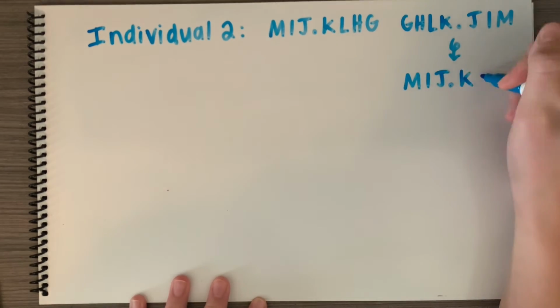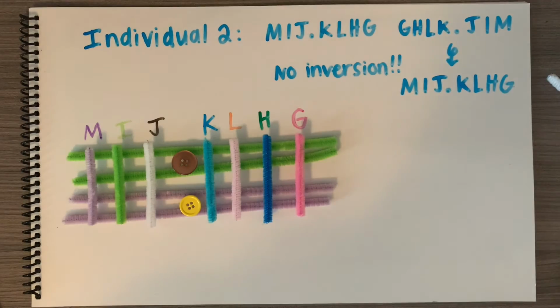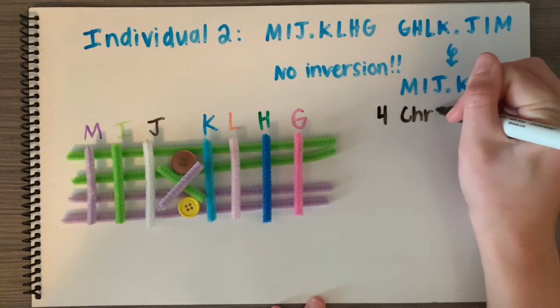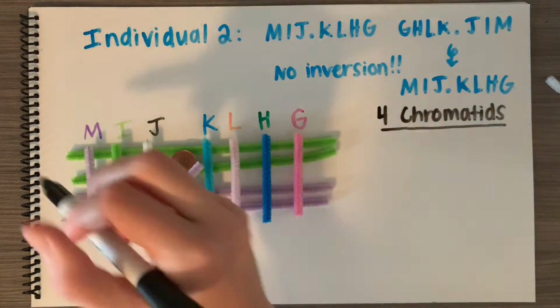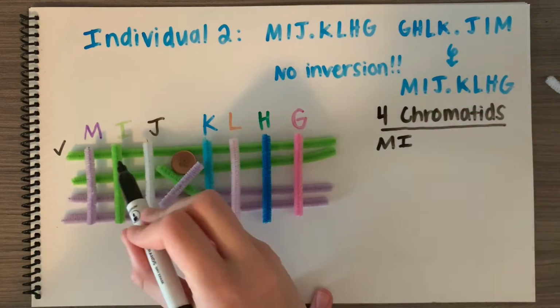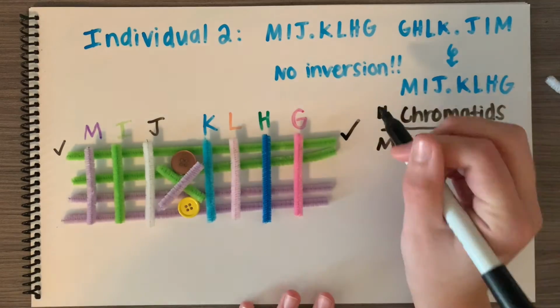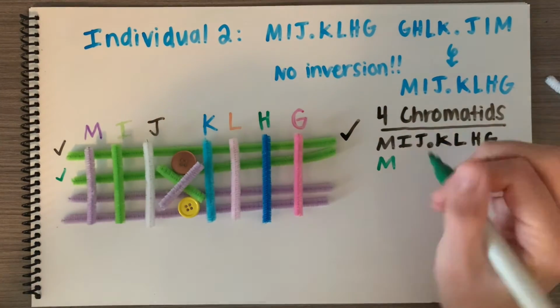And if we read the second one from right to left, we can see that no inversion occurs. In a crossover event between the J and K regions, the following four chromatids are produced. Starting with the top one, we'll read from left to right and write down each gene loci, including the centromere. This one is not involved in the crossover. Now we will do the second chromatid, again reading from left to right.